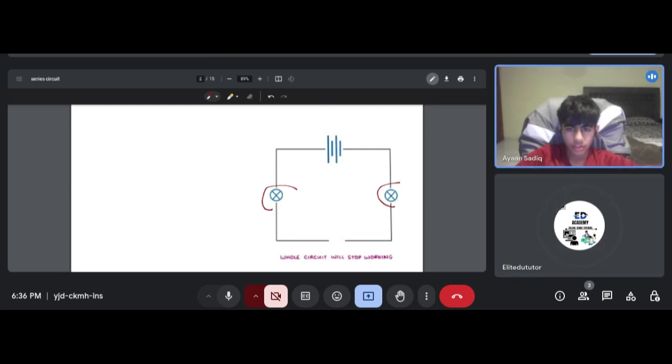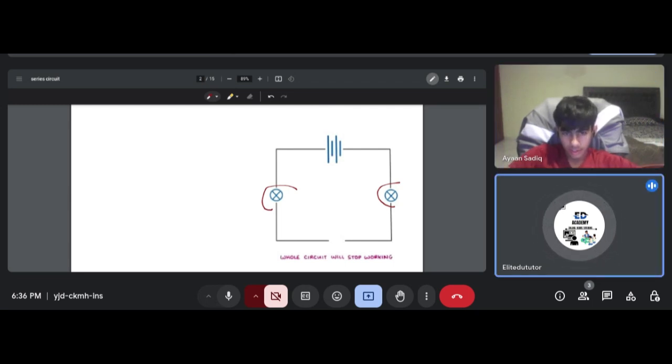Just take your time and give me the answer. Why are both lamps getting the same current?